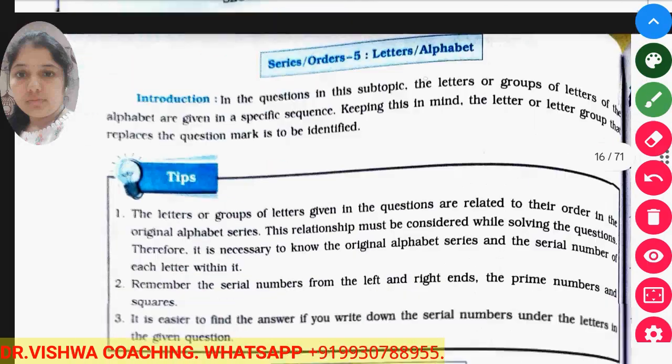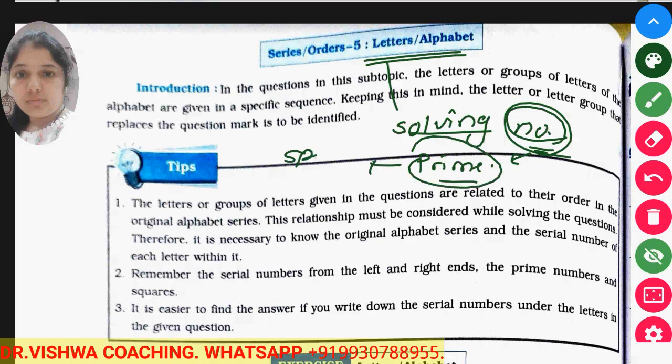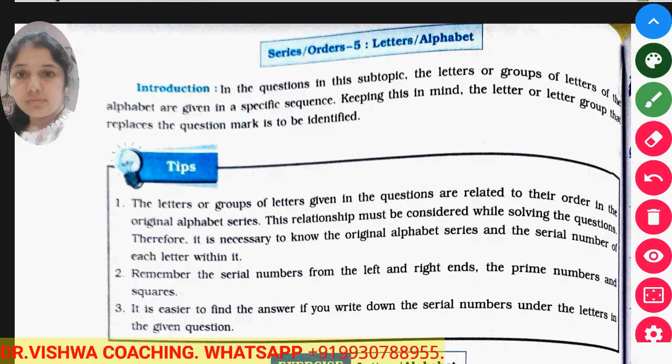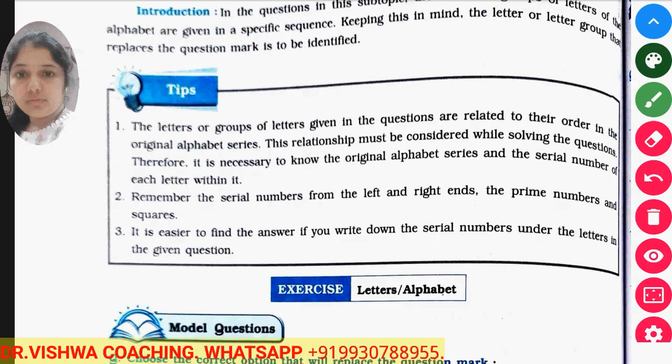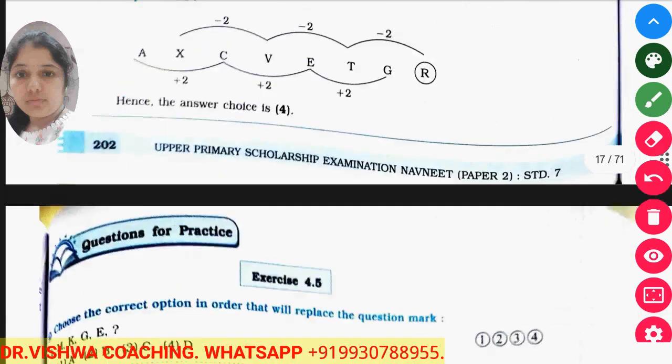Again, while solving the problems based on alphabet, you have to give numbering first to that alphabet. After giving the numbering, you can have an idea whether they are related to prime numbers or there is a specific gap between the two alphabets. Pattern we can identify only if we can give the numbering to the alphabets. And from left to right, from right to left, both things you have to keep in mind.